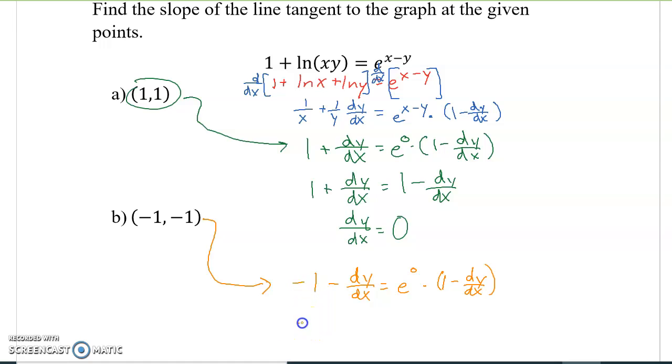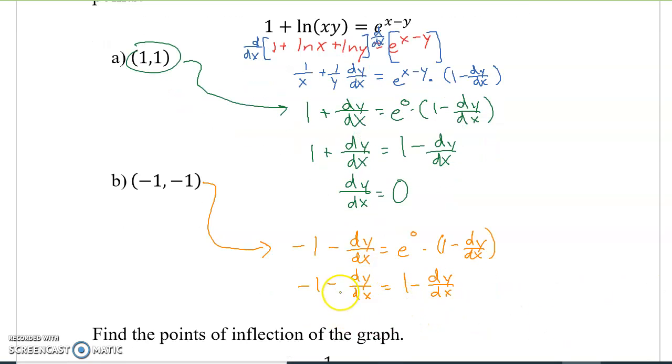So e raised to the 0 is still equal to 1. So we get 1 minus dy/dx here. And interestingly, when we try to solve for dy/dx here, when we add dy/dx to the other side, we're going to get no more dy/dx. We're going to get -1 equals 1, which is definitely not true. So looks like we're going to get an undefined value.